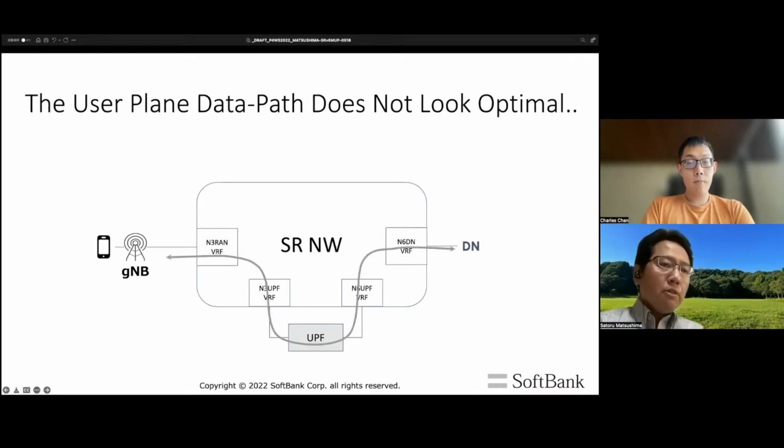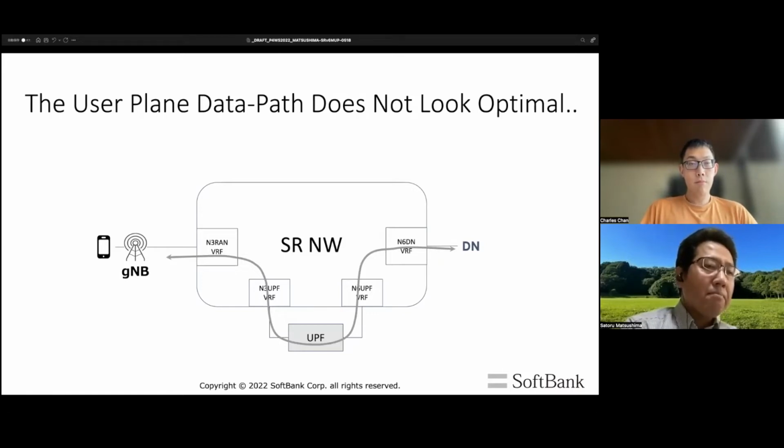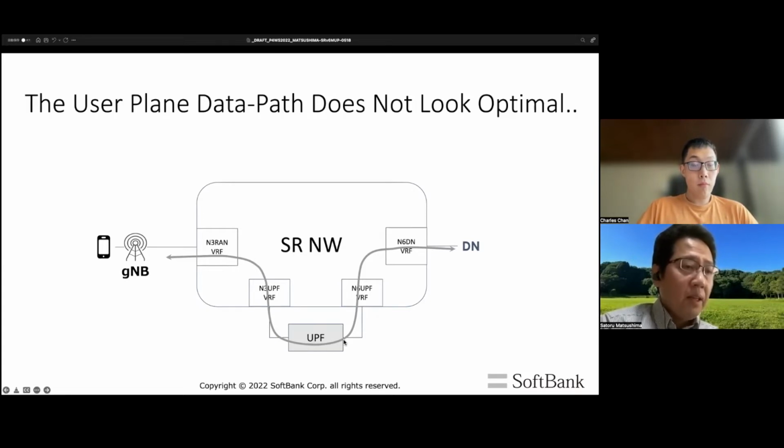Okay, in that network building, the packet flow would be like this. As I mentioned before, all of the traffic for 5G goes through the UPF. In that architecture, the packet path flows from the UE and gNodeB to the UPF through the N3 VRF. And then the traffic goes back into the segment routing network with a GTP header into the N6 VRF, and then goes out to the DN from the N6 DN VRF.